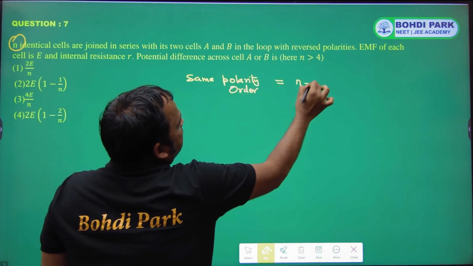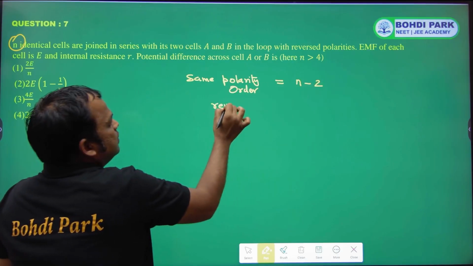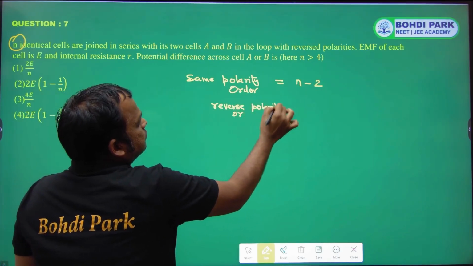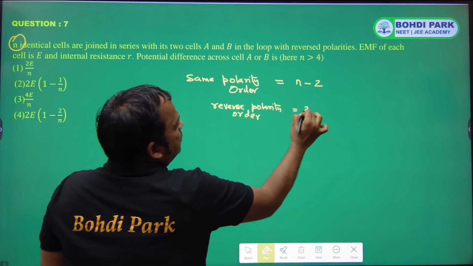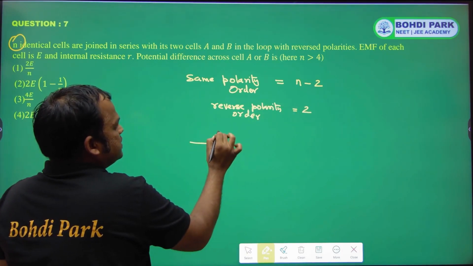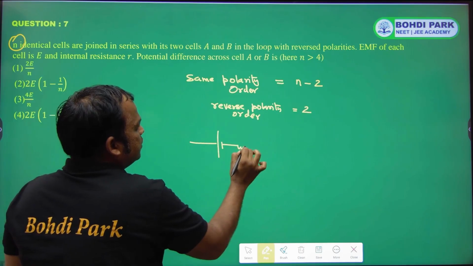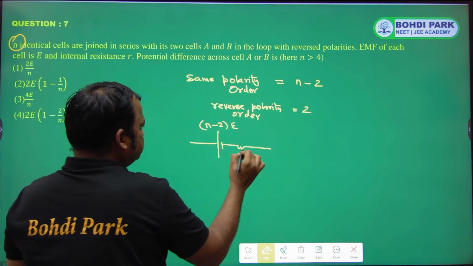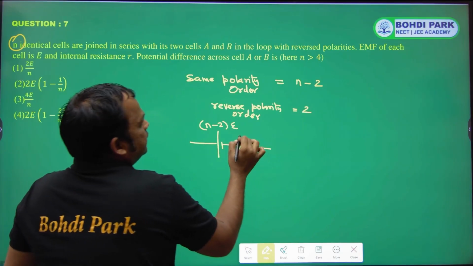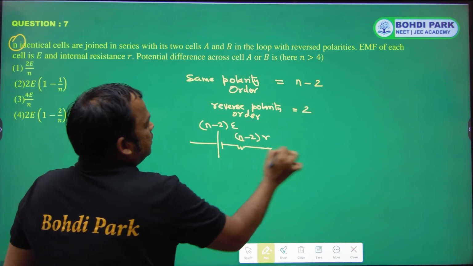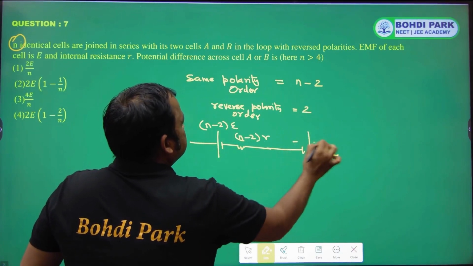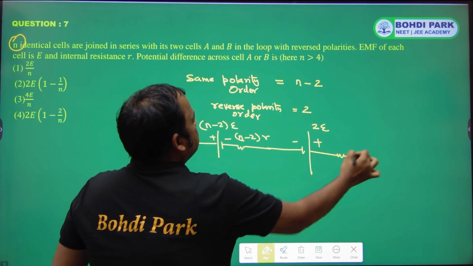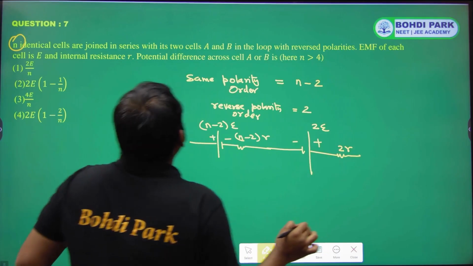Cells are N minus 2 and reverse polarity order is equal to 2. So if we draw these cells, we get the equivalent of same polarity will be N minus 2 into E and internal resistance N minus 2 into R. And with reverse polarity, it is 2 into E and equivalent resistance 2 into R.